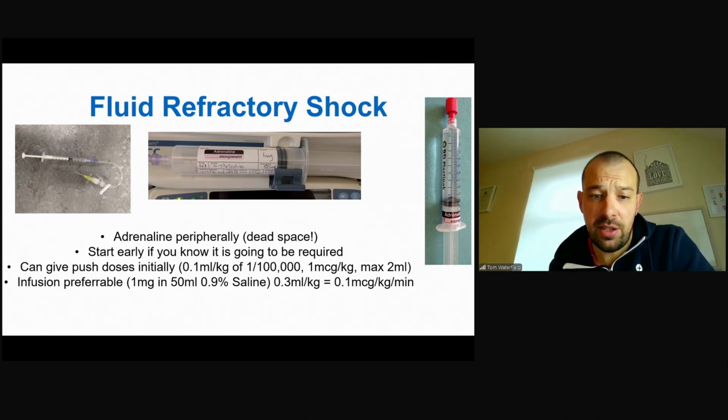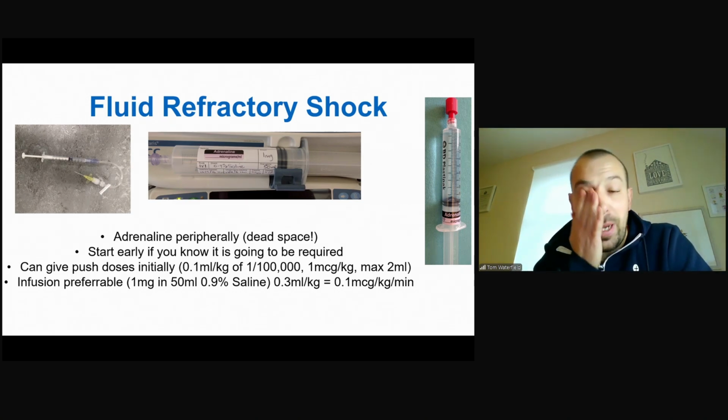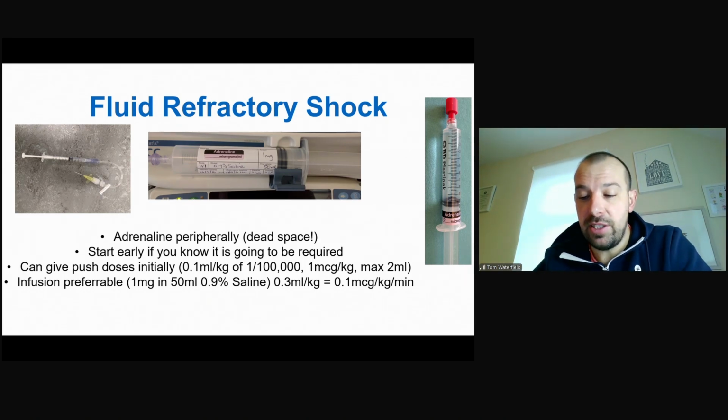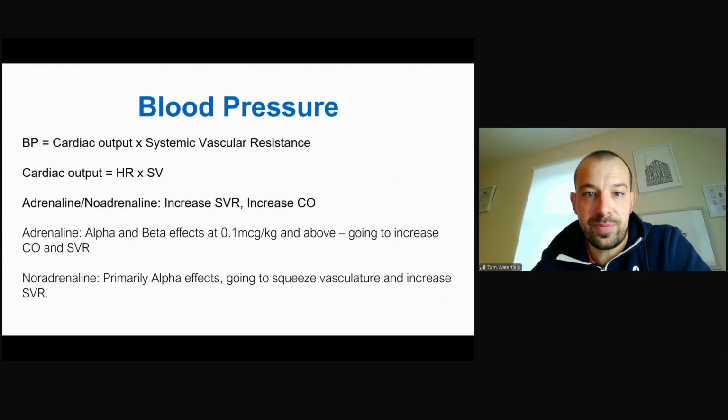You can give push-dose adrenaline if you're stuck, and that's the 1 in 100,000, 1 mic per kilo that we talked about, where you can dilute 1 milligram up to 10 mils. Sorry, you can get the Min-I-Jet and dilute 1 mil into 10 mils. Or you can start an infusion with 1 milligram in 50 mils at 0.3 mils per kilo, which is the 0.1 mics per kilo per minute that Chris had talked about in the inotropes talk.